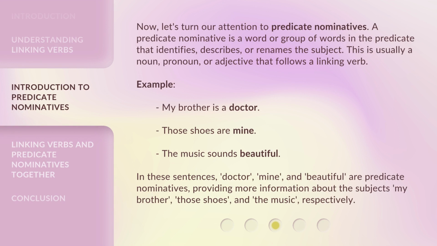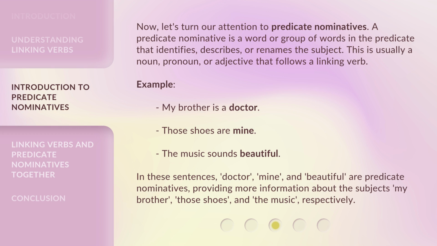Now, let's turn our attention to predicate nominatives. A predicate nominative is a word or group of words in the predicate that identifies, describes, or renames the subject. This is usually a noun, pronoun, or adjective that follows a linking verb.